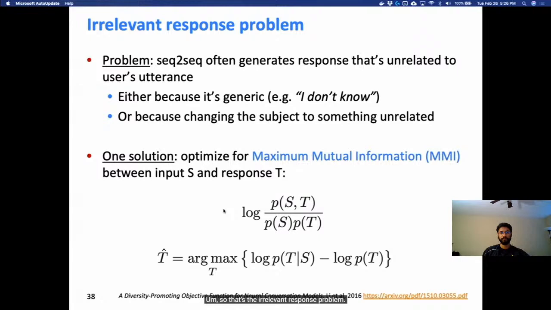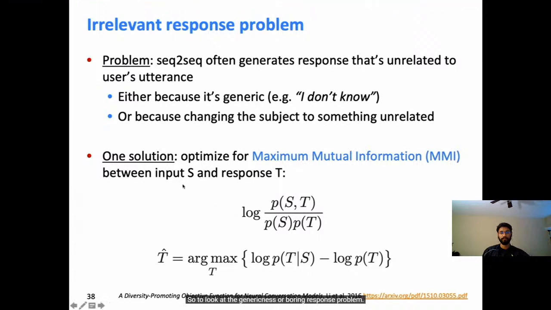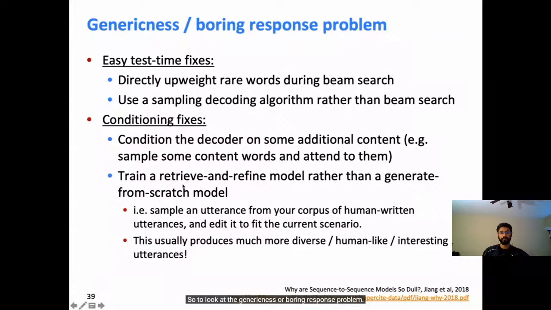So that's the irrelevant response problem. And as I just hinted at, there's definitely a strong link between the irrelevant response problem and the generic or boring response problem. So to look at the genericness or boring response problem, I think there are some pretty easy fixes that you can make to, to a degree, ameliorate the boring response problem. Whether you're really getting to the heart of the issue is a different question.